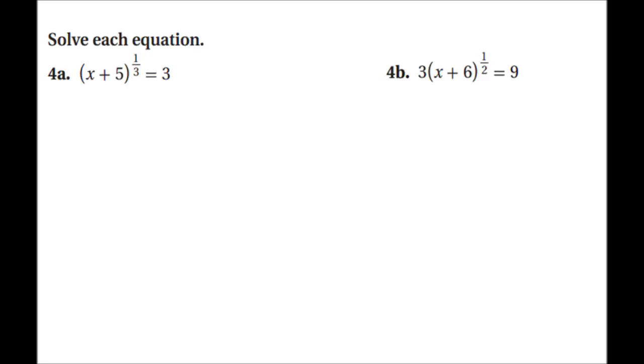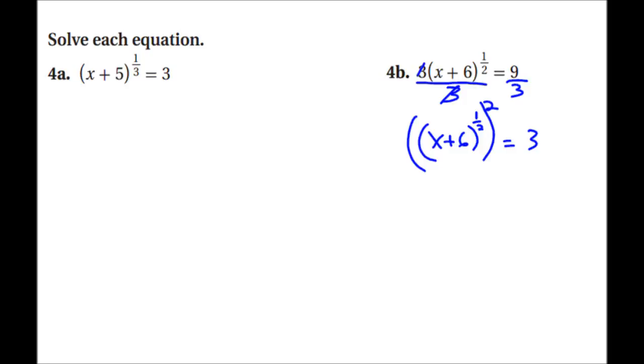So I don't know if you have a preference of one over the other, but why don't I do 4b this time, since we have an extra step involved. Remember, you have to isolate the radical, which really, that x plus 6 is the radical. So we'd want to first divide both sides of this equation by 3. So we get x plus 6 raised to the 1/2 equals 3. So we have something raised to the 1/2. To get rid of that, we square it. Whatever you do to one side, you have to do to the other. So we get x plus 6 equals 9. Subtract 6 from both sides, so x equals 3.